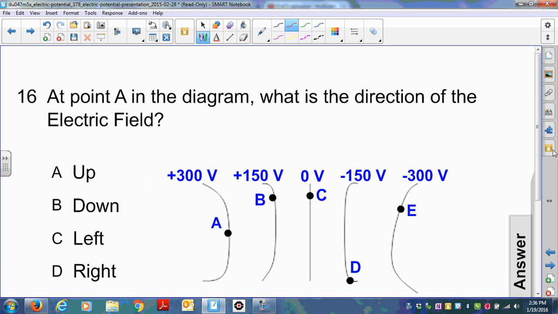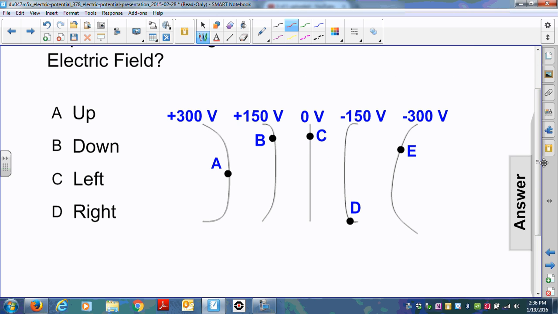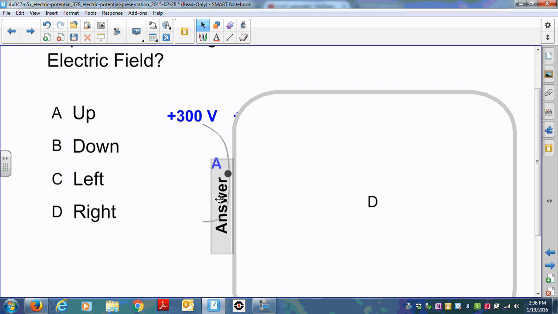At point A in the diagram, what is the direction of the electric field? Is it going to be up, down, left, or right? Pause the video if you need to and select your answer. Okay, so let's check and see if you have the right answer. The answer should be D, goes to the right.